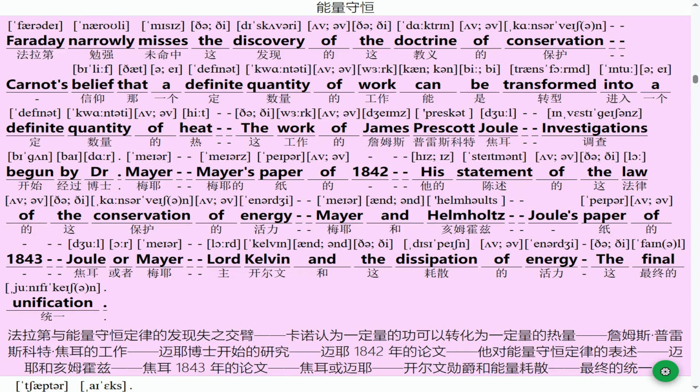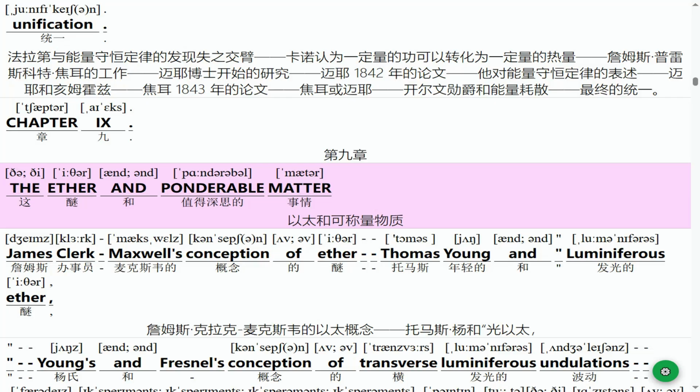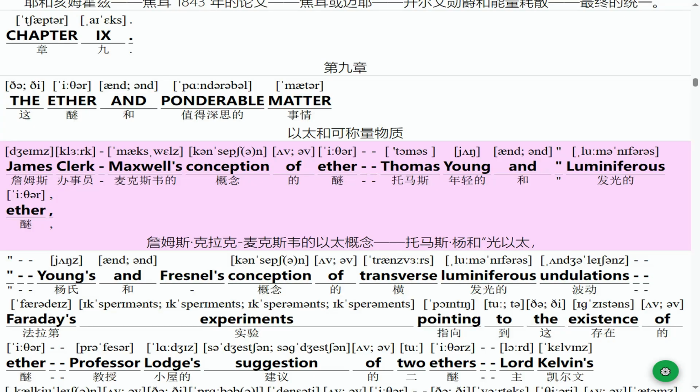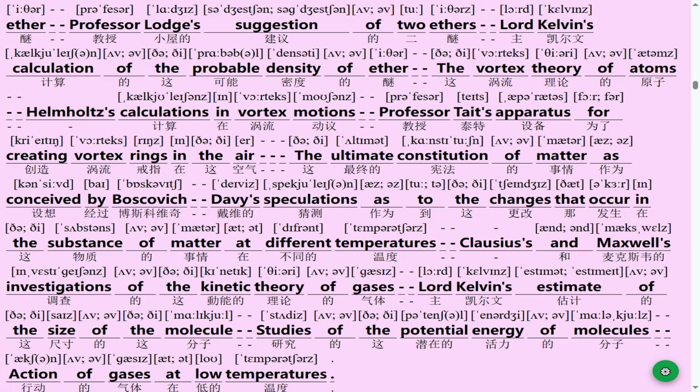The final unification. Chapter 9. The ether and ponderable matter. James Clerk Maxwell's conception of ether. Thomas Young and luminiferous ether. Young's and Fresnel's conception of transverse luminiferous undulations.